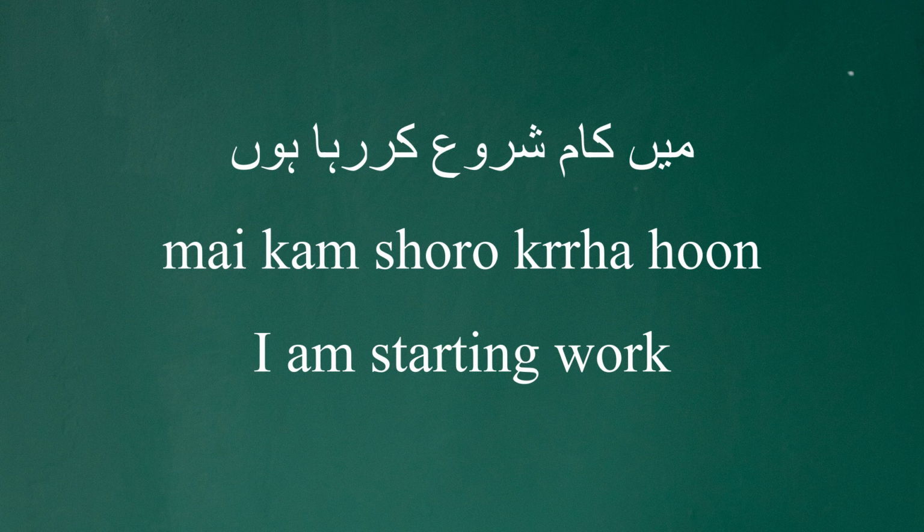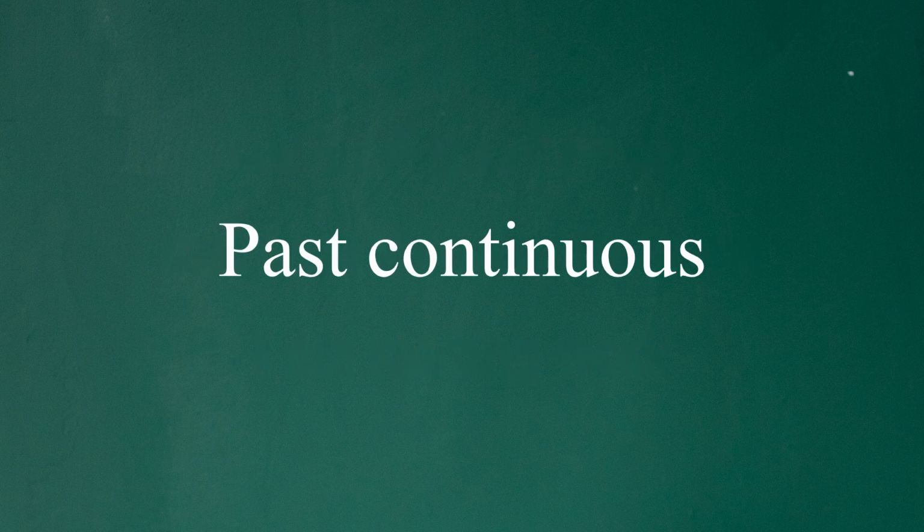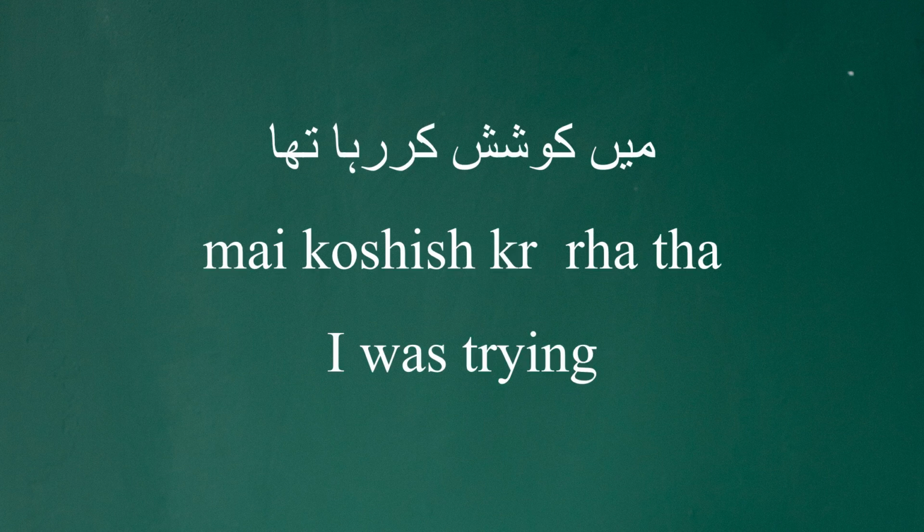Let's talk about the next tense, which is the past continuous tense, something that was happening before, like a few hours ago or some time ago. मैं कोशिश कर रहा था. If you notice the sentence, it's very much similar to the present continuous tense, except instead of using हूँ, we're using था. मैं कोशिश कर रहा था. I was trying.